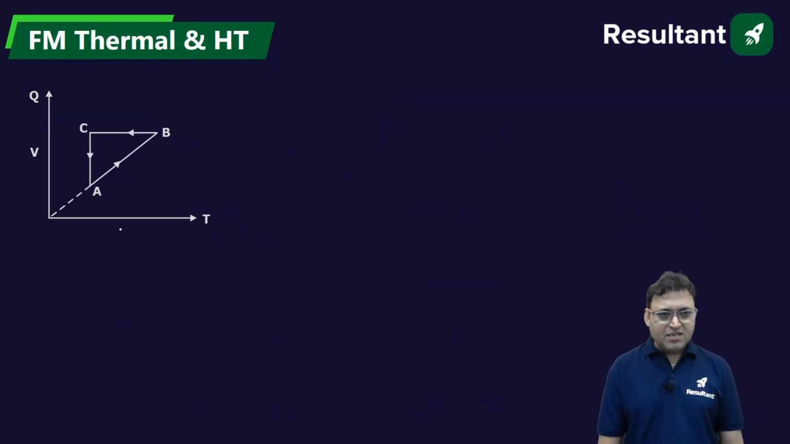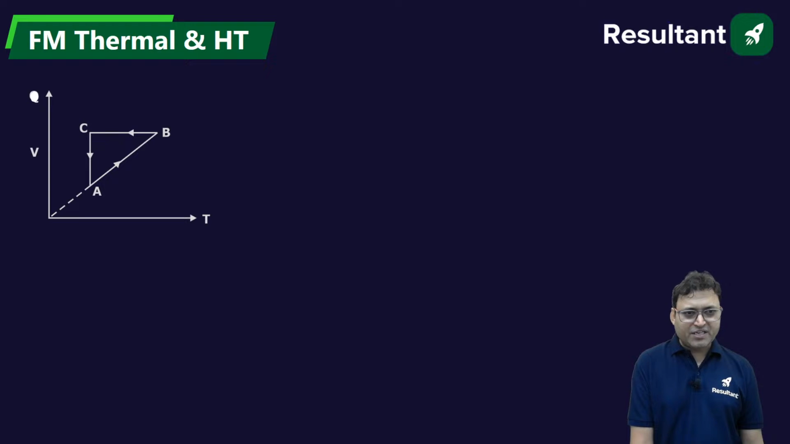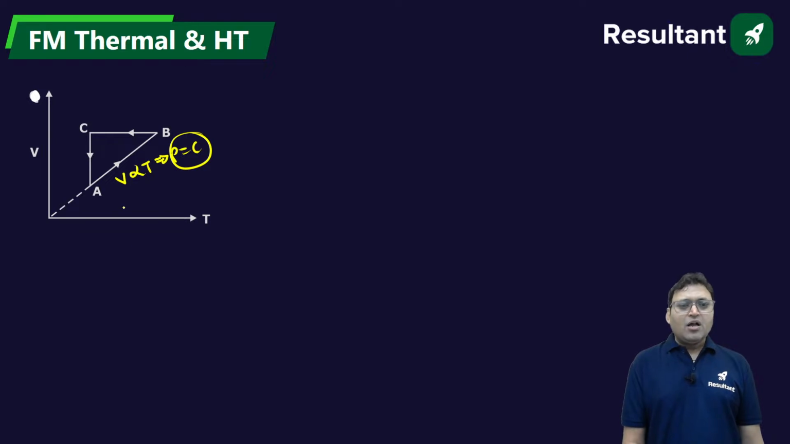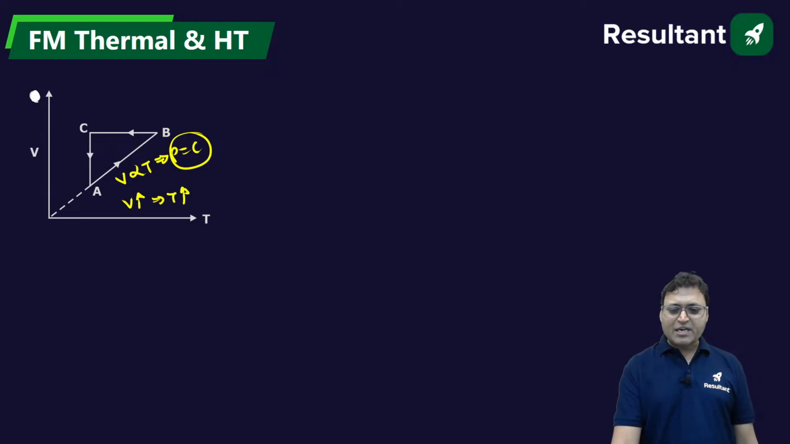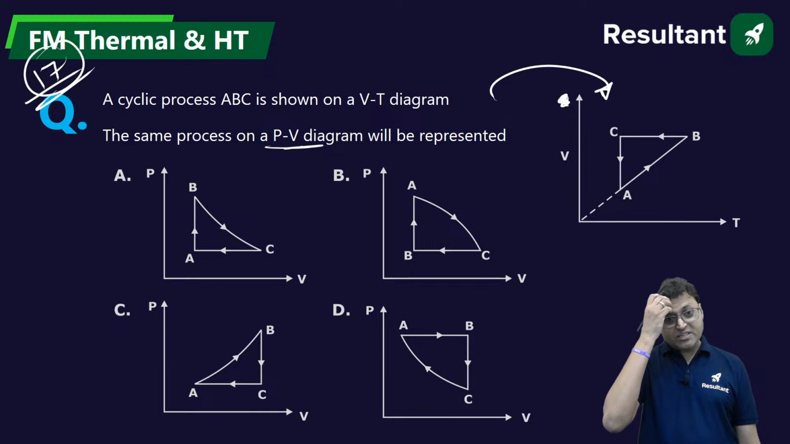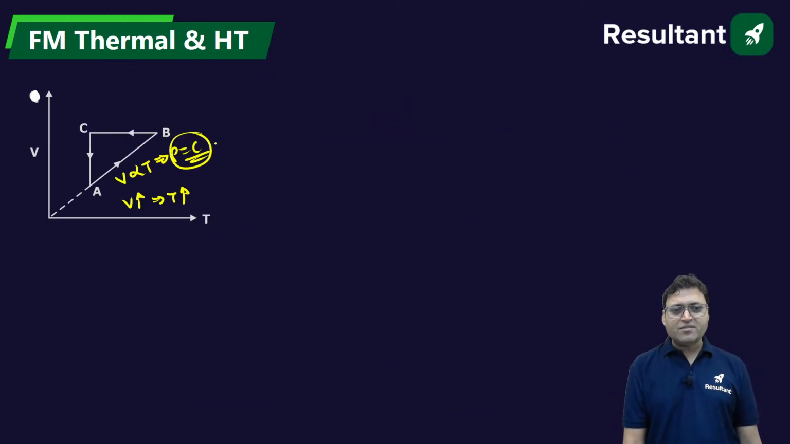If you see question number 17, A to B is volume directly proportional to temperature. It means constant pressure. A to B is constant pressure and volume is increasing, so temperature will increase. So A to B will be constant pressure. Constant pressure means horizontal. A to B will be horizontal.